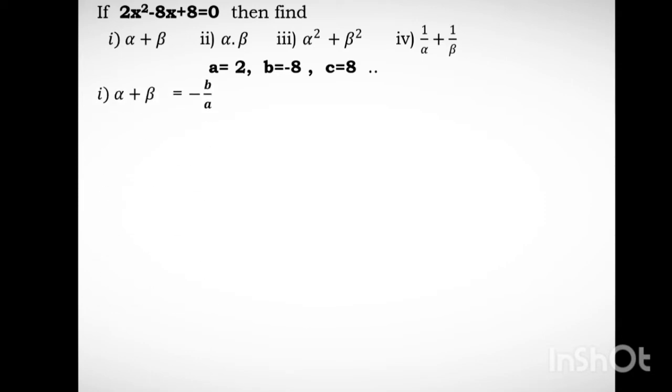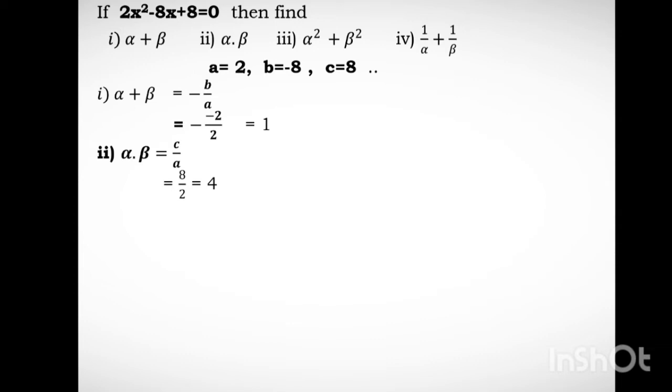First, we have alpha plus beta is equal to minus b by a. That's the formula. We only need to substitute the values of b and a. So we have minus b, which is minus of minus 8, that is 8, divided by a. A is 2. So 8 divided by 2 gives 4. Okay, let's go ahead. The product of roots is given by alpha into beta is equal to c by a. In the equation, c is equal to 8 and a is equal to 2. So you get 8 by 2, which is 4. So alpha into beta is 4.